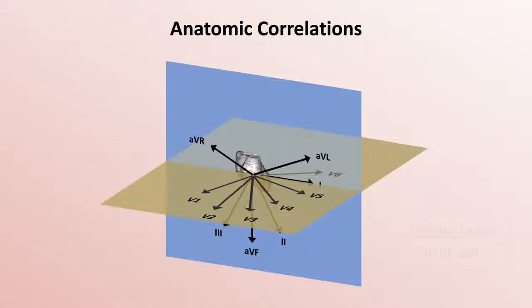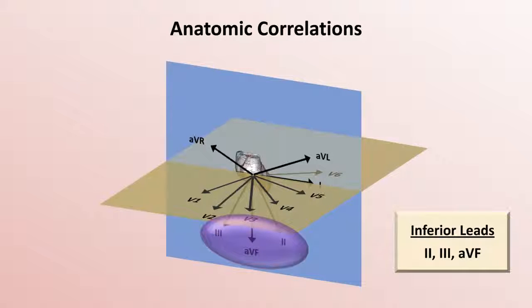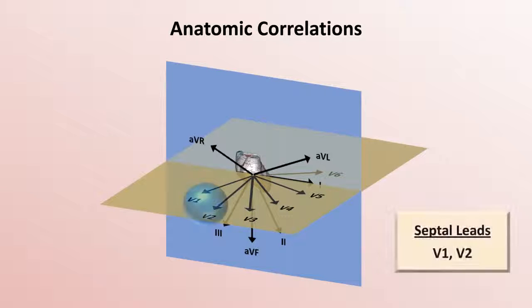For example, leads 2, 3, and AVF are known as the inferior leads, as they most directly evaluate the inferior wall of the heart. V1 and V2 are known as the septal leads, as they lie over that structure. V1 and V2 also lie over the right ventricle and are the primary leads to examine when right ventricular pathology is suspected. V3 and V4 are the anterior leads, as they lie over the anterior wall of the left ventricle.